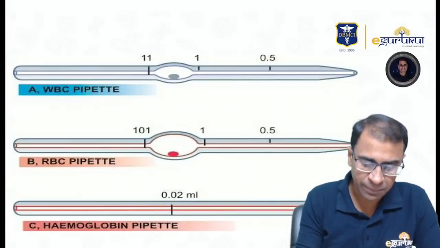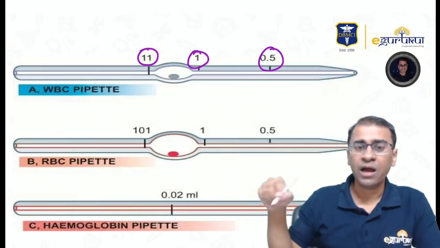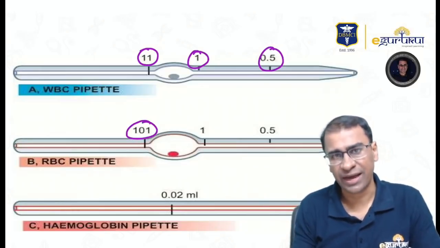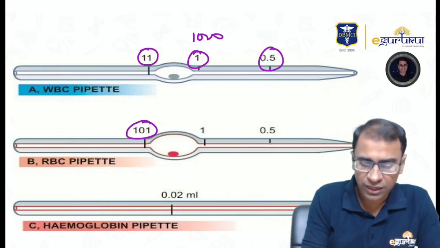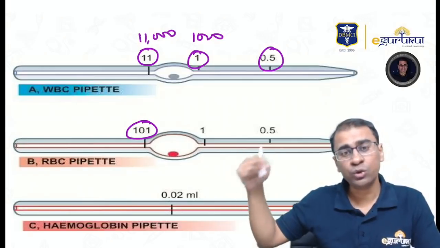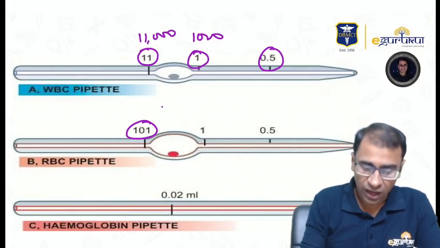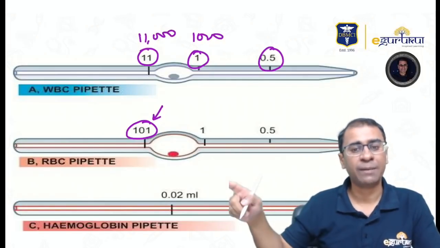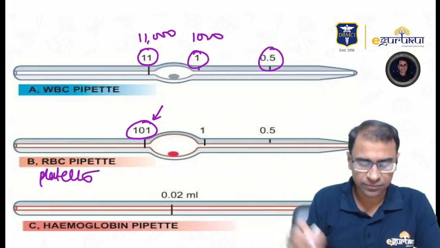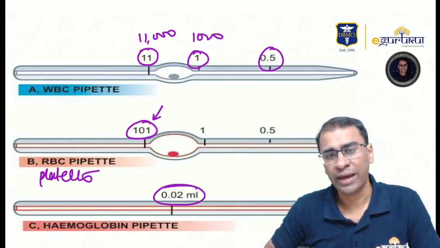See, a WBC pipette has markings of 11, 1 and 0.5. RBC has 101. Why? Because look at the counts guys. This is just 1000 and this may be 11,000. But this one would be 1 to 101, which means it will be 101 lakhs. Therefore, the marking of 101 will be the RBC pipette. And this can also be used for, yes, platelets. A hemoglobin pipette has just a marker of 0.02 ml.